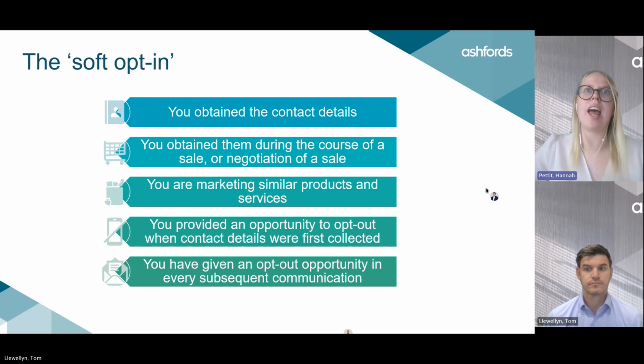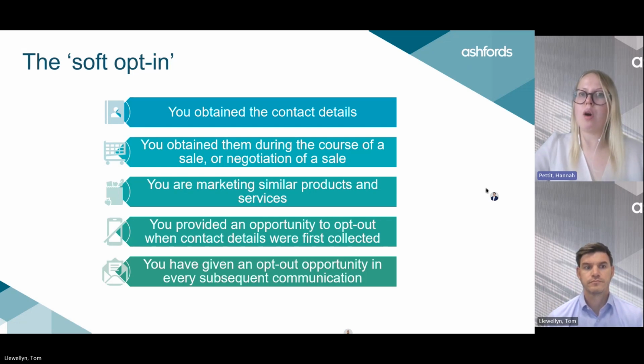And finally, in every subsequent communication, you must give them the opportunity to opt out. So this is going to be the unsubscribe links that we often see in emails, and in text messages you often see wording which says text this number to say stop if you want to opt out. It's providing those easy opt-out routes. And I would say the area that marketers most often fall down on is that fourth requirement, providing the opportunity to opt out when details were first collected.